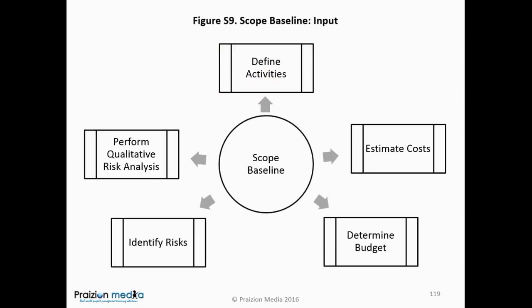And the scope baseline becomes an input to define activities, where we break down the WBS that's in the scope baseline. Remember, we break down the WBS work packages in define activities into activities. It's also an input to estimate cost and determine budget, because we're trying to compute how much those work packages will cost, and the roll-ups of those work packages into control accounts is also important to remember.